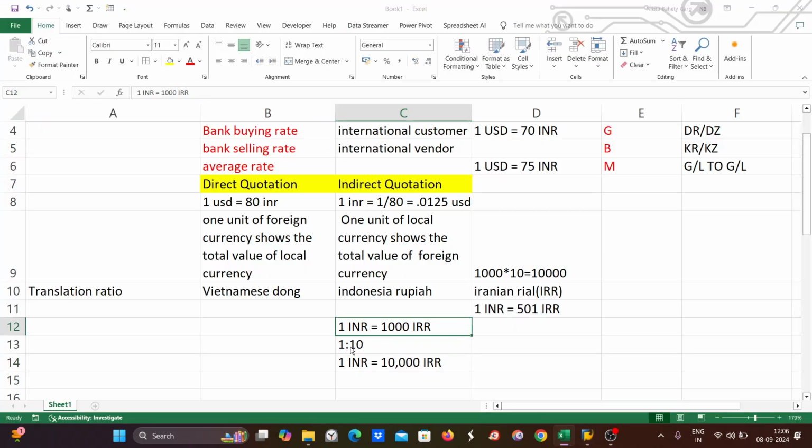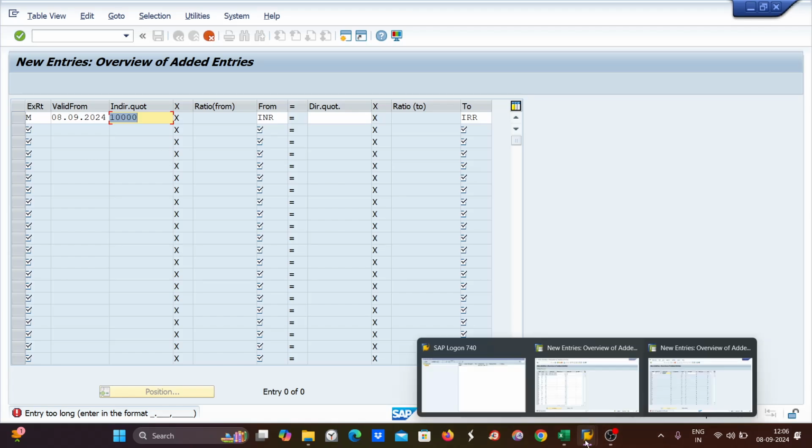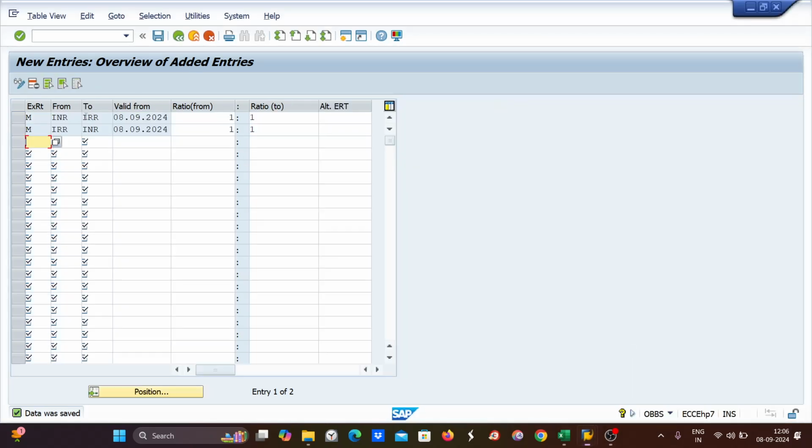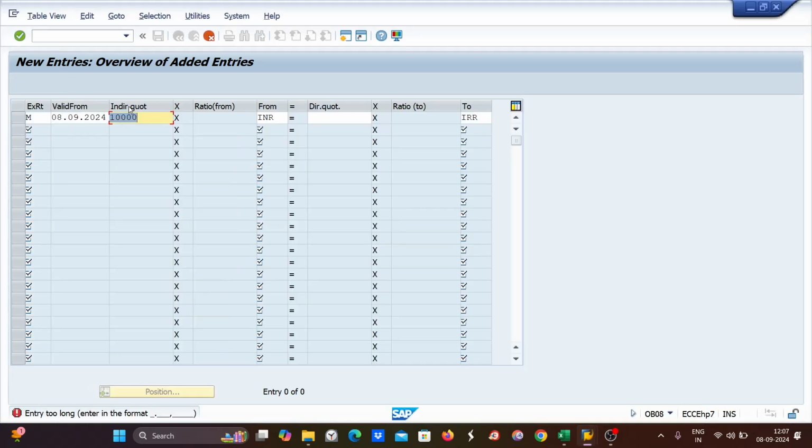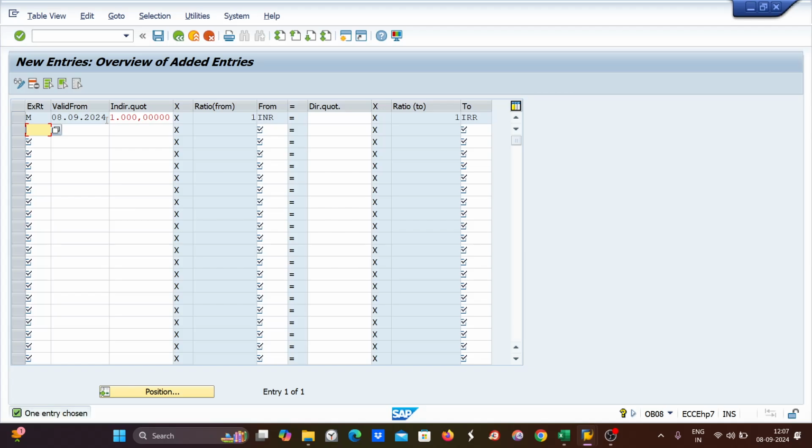10 times, correct? So first we will maintain the translation ratio as 1:1, not 1:10. Fine. And even when we do the opposite, IRR will be what? 10:1, correct? And just Ctrl+S. Done. Now what we will do, we will maintain the exchange rate. So if you write down here 1000 and just press enter. Okay, all the settings have been done.